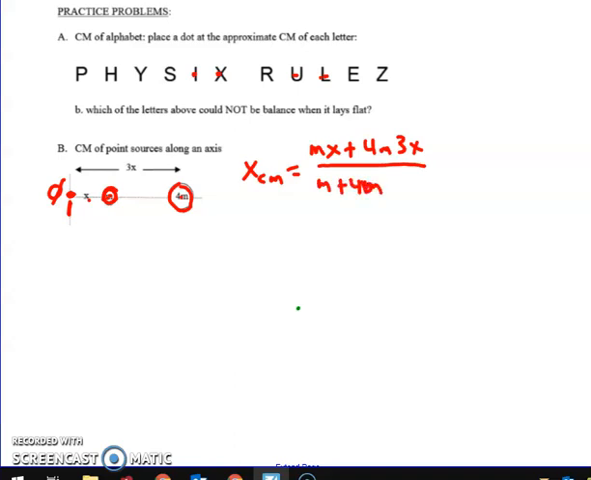Then the rest is just fractions. So this is mx plus 12mx, so that's 13mx on top, divided by 5m. The m's cancel out, and I'm left with 13/5 x. So 13/5 x is about 2.6x. So look at that. It's somewhere between this guy and this guy. Here's x, here's another x, so it's going to be really close to the big object, which makes sense because the big object has a lot of mass, so we're not going to find the center of mass equally between these two. Okay, let's continue on here.